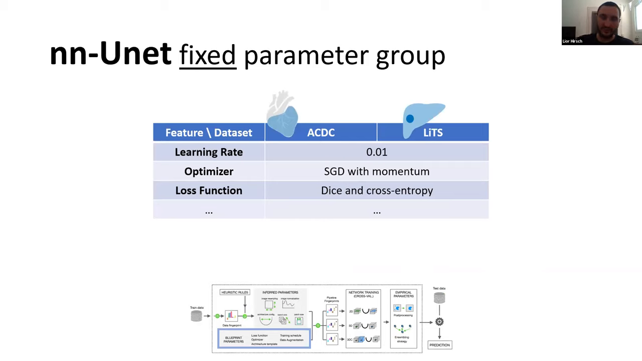Okay, we'll start with the fixed parameter group. Here we can see that for both of the data sets these values are identical, the learning rate, the optimizer, and the loss function, for example.